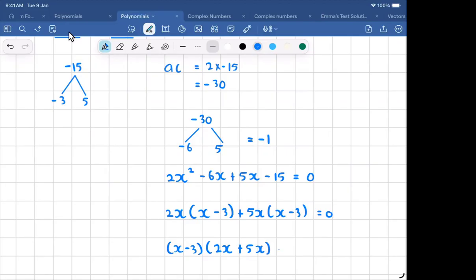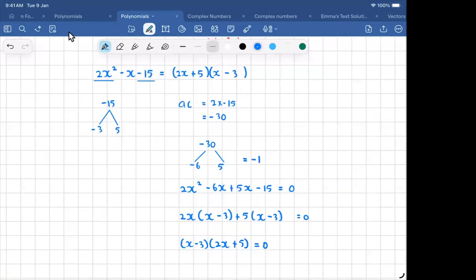And if I do that, I'll be left with 2x plus 5x. Wouldn't it just be 5 and not 5x? My bad. Yeah, I made a mistake here. So it's x minus 3 times 2x plus 5 equal to 0. So yeah, we get the same answer as above.